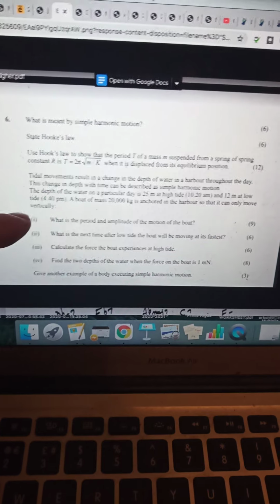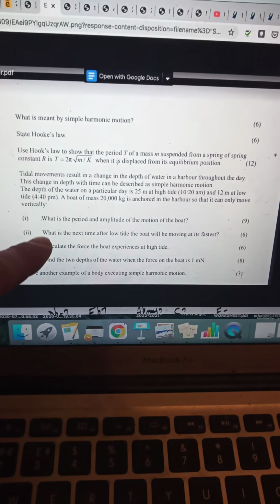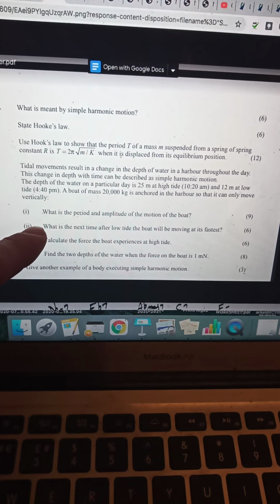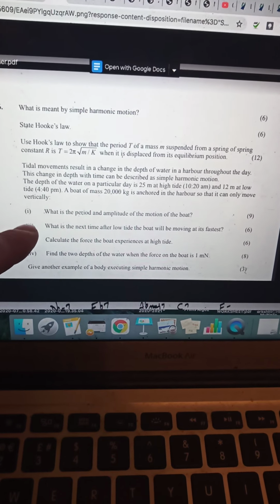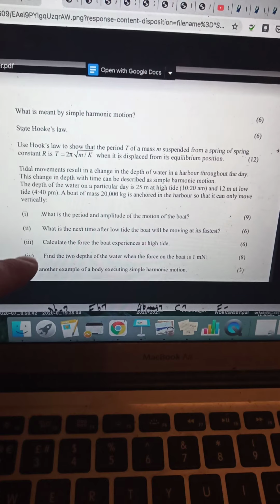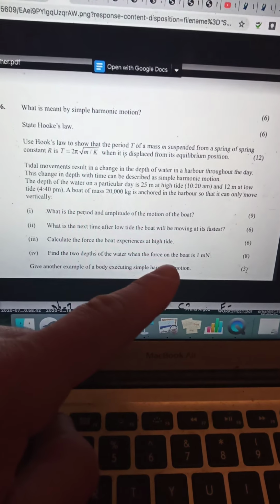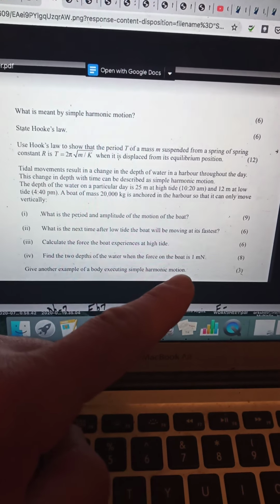A boat is going up and down executing simple harmonic motion, and we're looking for the period, the amplitude. When will the boat next be at its fastest after low tide? Calculate the force at high tide and find the two depths when the force is 1 by 10 to the minus 3 newtons. I'm not going to do the last part.